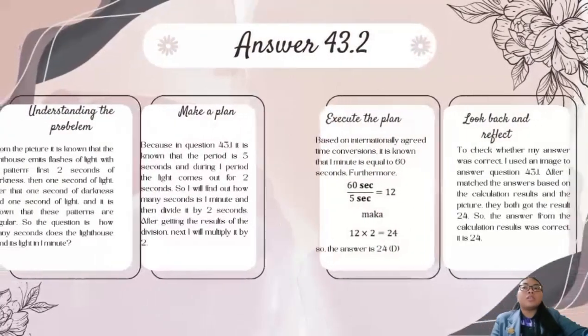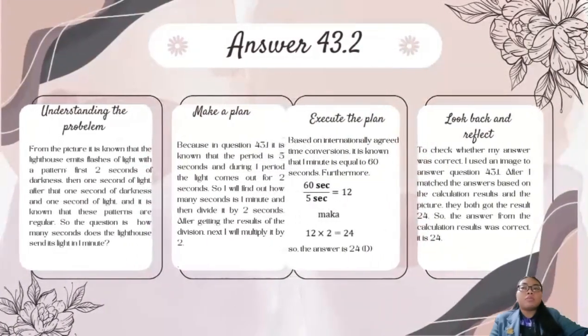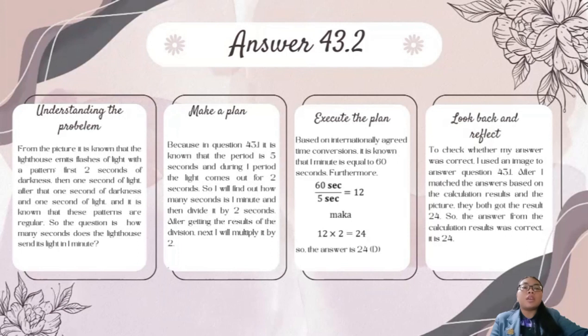Next is the answer to question 43.2. The first step is understand the problem. It is the same as question 43.1. From the picture, it is known that the lighthouse emits flashes of light with a pattern: first 2 seconds of darkness, then 1 second of light, after that 1 second of darkness and 1 second of light. And it is known that these patterns are regular. So the question is, how many seconds does the lighthouse send its light in 1 minute?